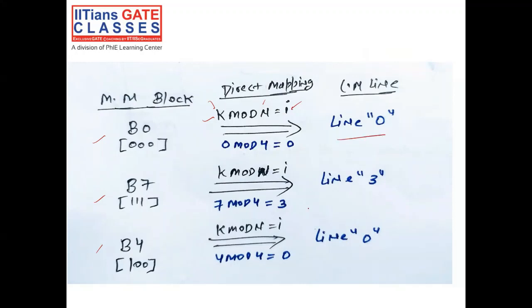Similarly, 7 mod 4 gives line 3. 4 mod 4 gives line 0. So for block 0 and block 4, line 0 is a fixed location in the cache memory. Similarly for block 7, line 3.